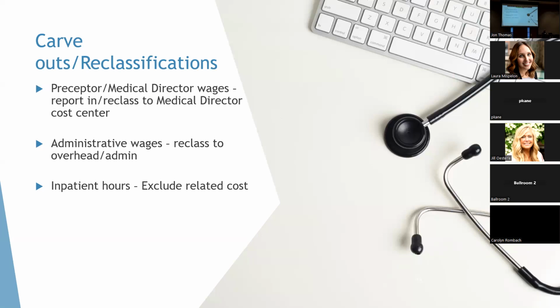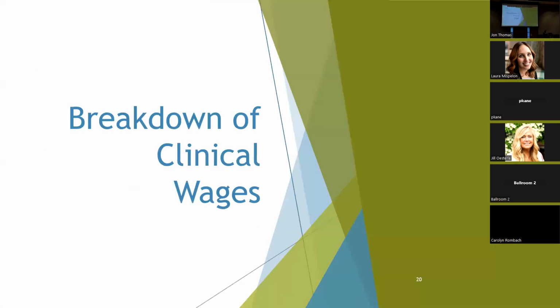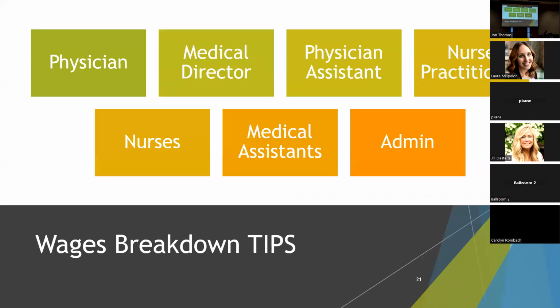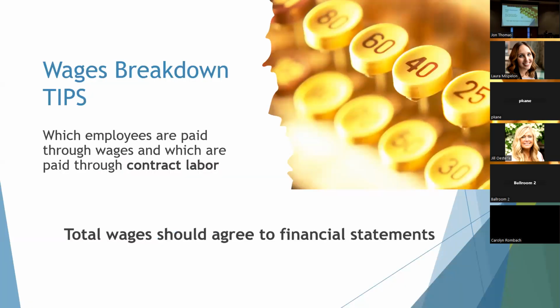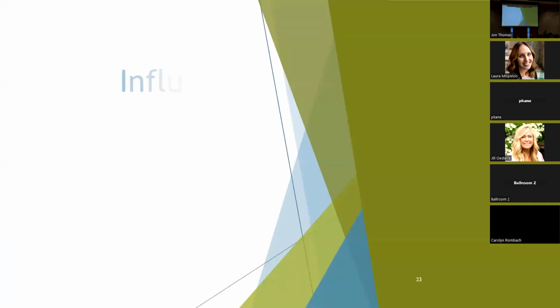When we're doing carve-outs, we're going to put our medical director wages into the medical director cost center. We're going to pull any admin down to admin, and inpatient is going to come out. The wages have to be broken down by these categories. As you are gathering your information, you have to have it in these categories, and it should agree to your financial statements.